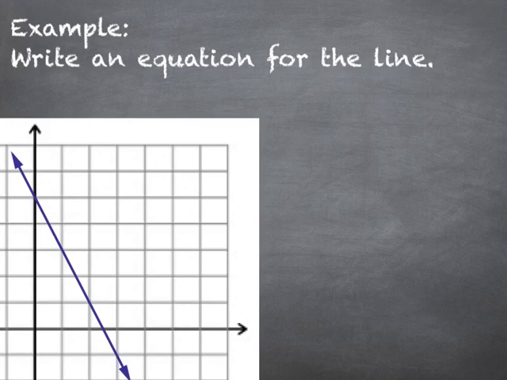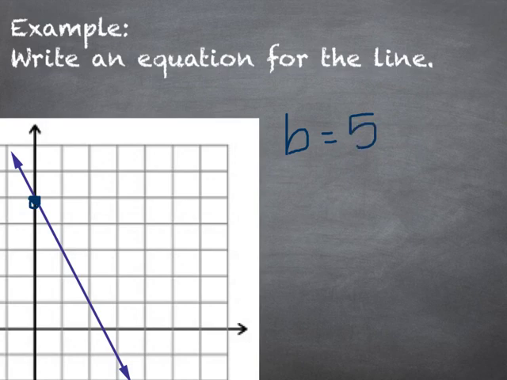When we have to write an equation of the line, it's fairly simple. We just need to find our y-intercept and find our slope. So first, looking at where the line crosses the y-axis, that is at the point 1, 2, 3, 4, 5. So our b equals 5. Then we need to calculate our slope.